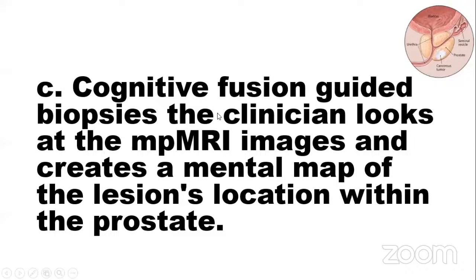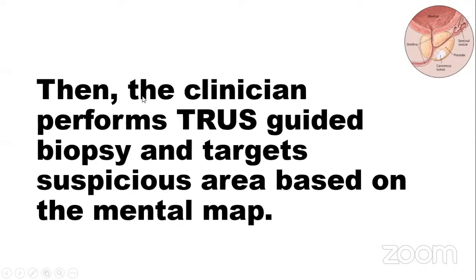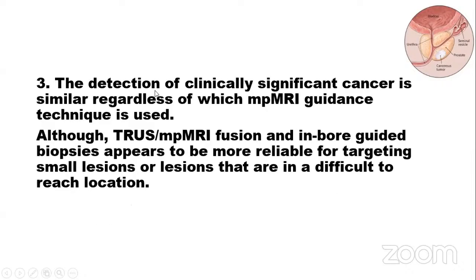In cognitive fusion guided biopsies, the clinician looks at the multiparametric MRI image and creates a mental map of the lesion locations within the prostate. Then the clinician performs TRUS-guided biopsy and targets suspicious areas based on the mental map. The detection of clinically significant cancer is similar regardless of which multiparametric MRI guided technique is used. Also, TRUS multiparametric MRI fusion and in-bore guided biopsy appear to be more reliable for targeting small lesions or lesions that are difficult to reach.